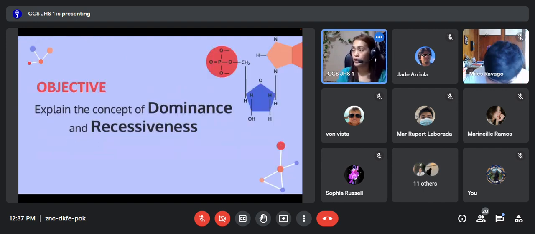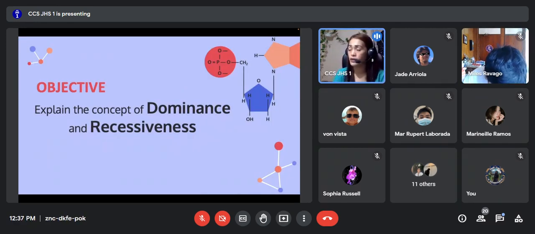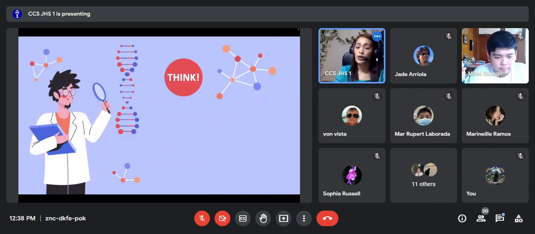What is our objective for this afternoon? We only have one, and that is to explain the concept behind dominance and recessiveness. If you remember, when you talk about traits, especially Mendelian genetics, it's very crucial that we understand the effect and the relationship between dominant allele and recessive allele. So we will revisit that later on.